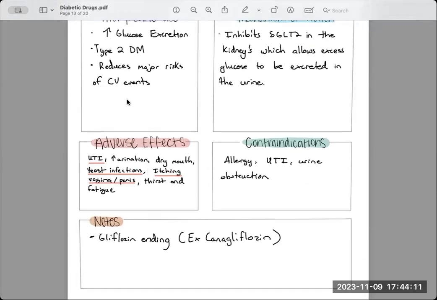I would know that for this class of drugs, they mainly cause infections like UTIs, yeast infections, and itching in the genital area. Those are the things that I would know. So they are prone to causing infections. Because remember, sugar loves bacteria. If you're peeing out a lot of sugar, that means in the urethra, the way your body is leaving with the urine, there's going to be a lot more sugar than there normally is, which means bacteria, which like sugar, are drawn to that. So there's always a possibility that these patients might be at risk for infections.